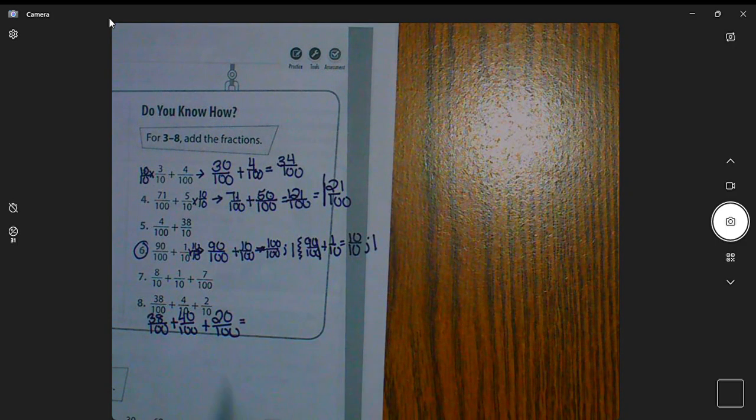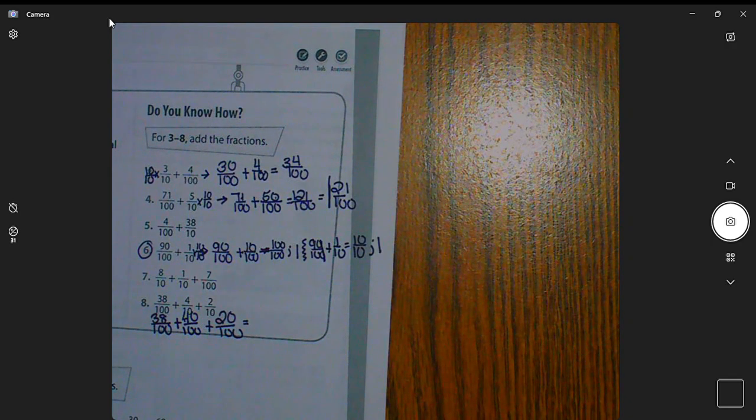And now I'm going to add. 40 plus 20 is 60. 60 plus 38 is how much? 98, you're right. 98 100ths. I hope this has helped, and I'll see you again really soon.